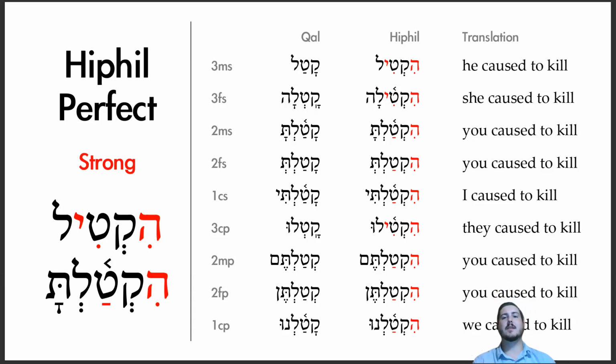Hiktil, caused to kill. Hiktila, she caused to kill. Hiktalta, you caused to kill. Hiktalti, so on and so forth. We know the Qal perfect. But look here. What do we have going on here in every one of these? We have it going on in every single one.